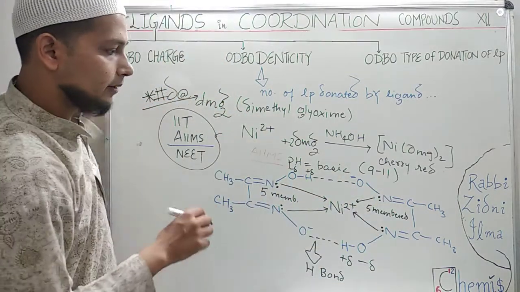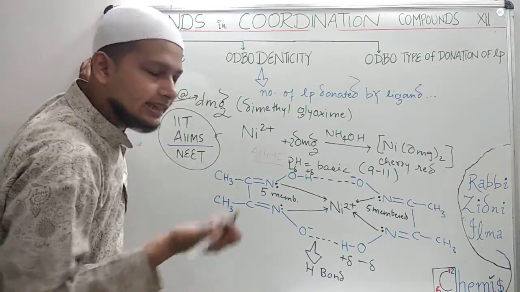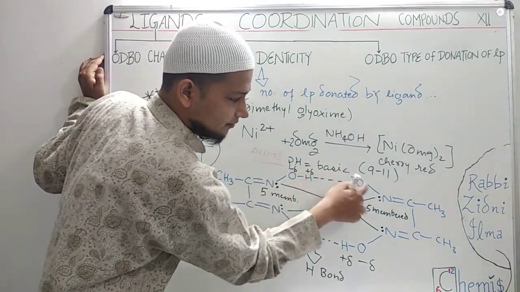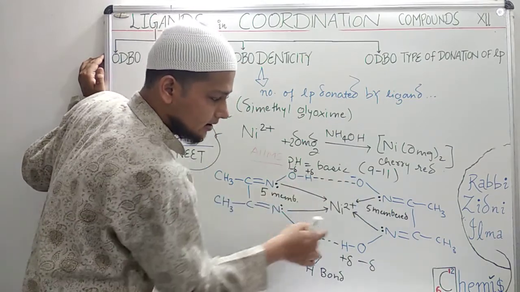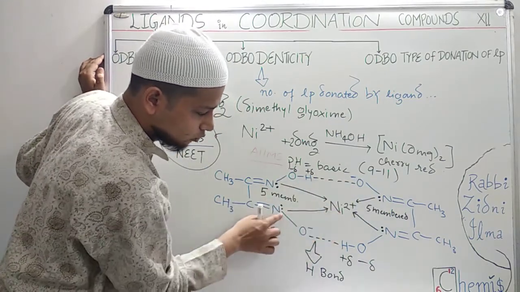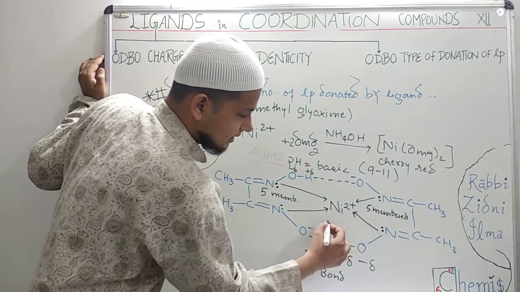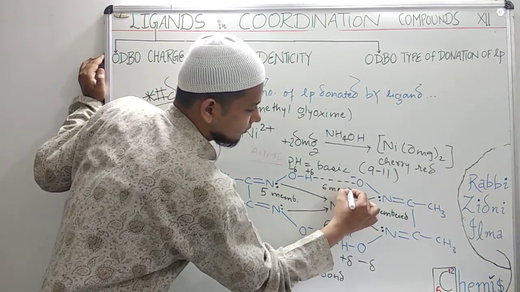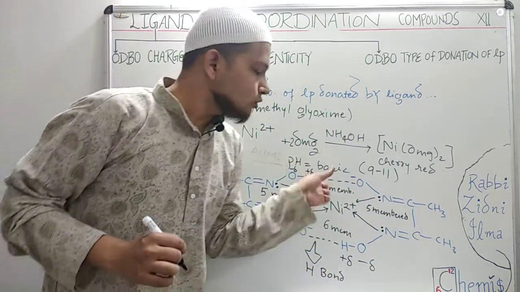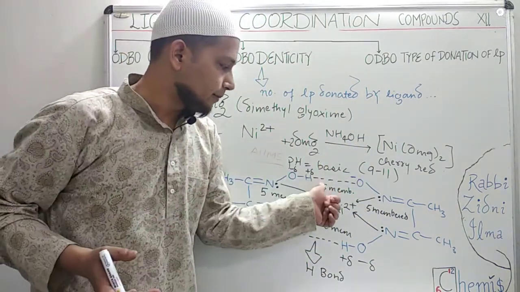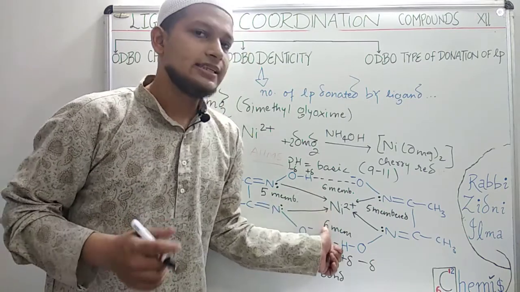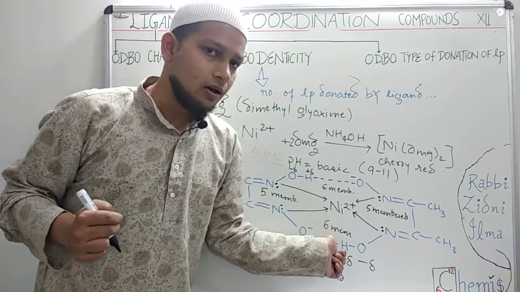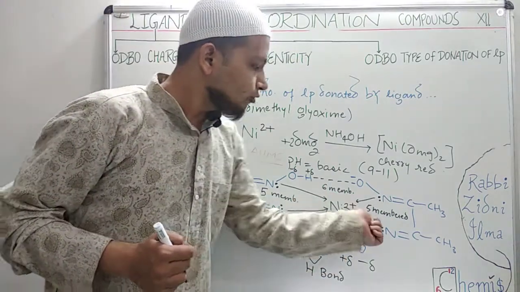Now look here, the number of members in the ring. Nickel 1, 2, 3, 4, 5, 6. A 6-membered ring here, a 6-membered ring here. Look, 1, 2, 3, 4, 5, 6. A 6-membered ring here and a 6-membered ring here. Now this is an interesting one. The additional hydrogen bonding will give us 2 more rings of 6-member. However, with DMG we have 2 5-membered rings.